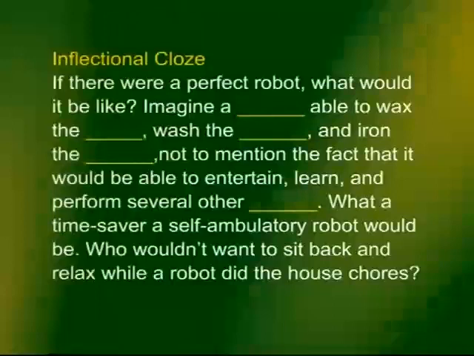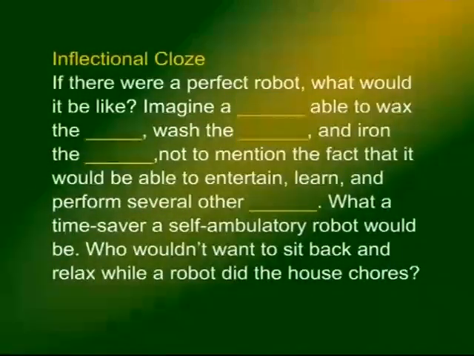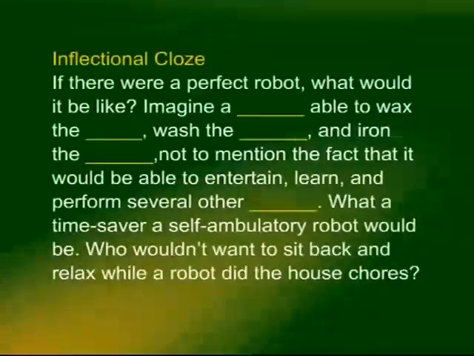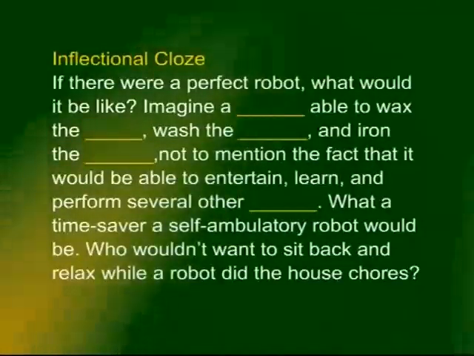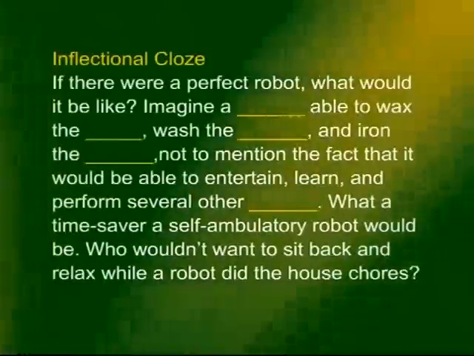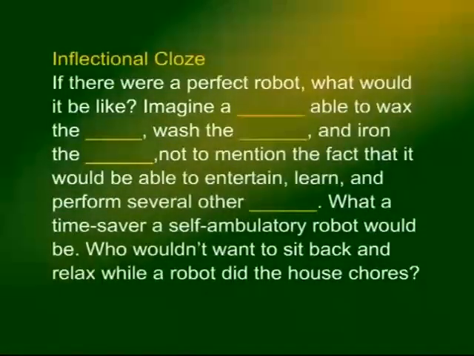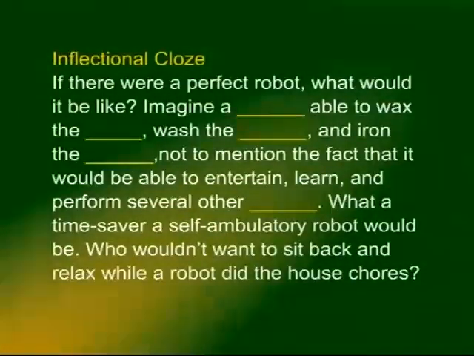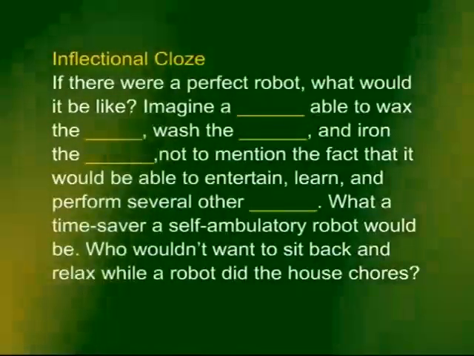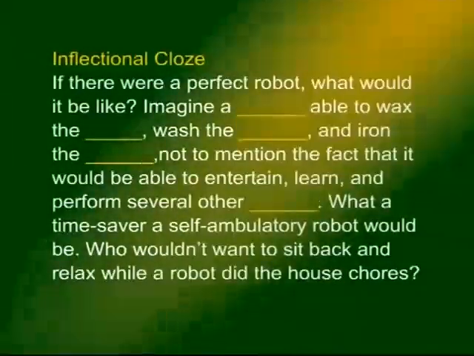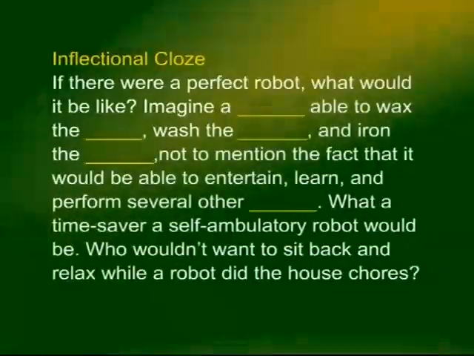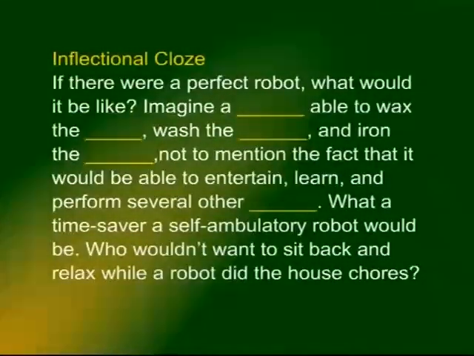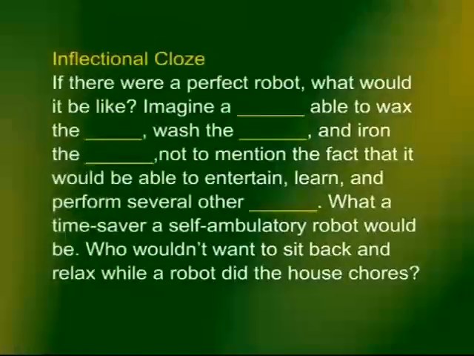It has to be wash the dishes, and you will have to add ES over there. And iron the clothes, you have to add the S over there. Not to mention the fact that it would be able to entertain, learn and perform several other. You just have to see if the word that has been filled in has been filled in correctly or not. So you would add the letter S over there and perform several other jobs. What a time saver a self-ambulatory robot would be. Who wouldn't want to sit back and relax while a robot did the house chores?